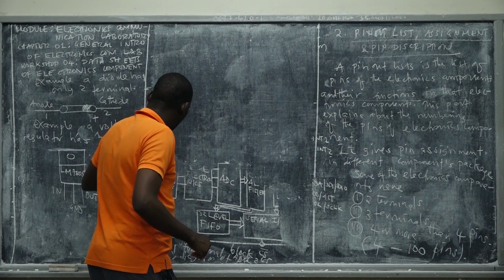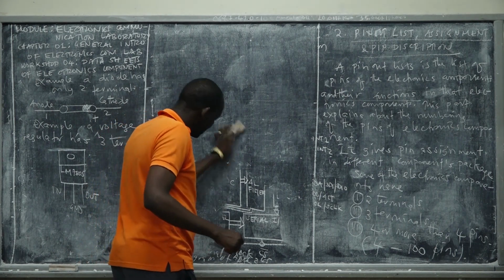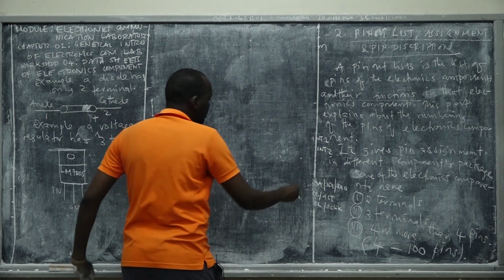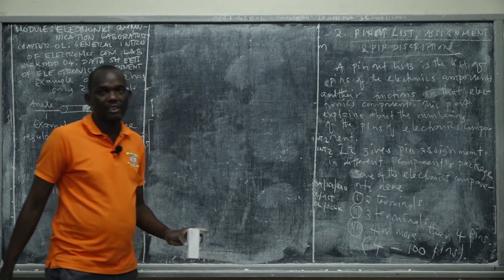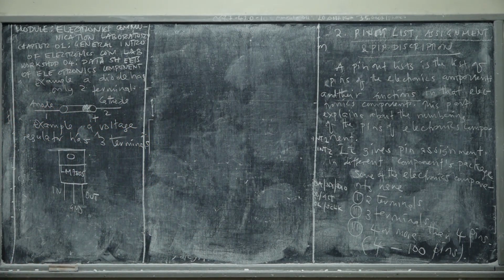So we have a number of electronics components which have 2 terminals. A resistor has 2 terminals. A capacitor has 2 terminals, whether it's a variable capacitor or a fixed capacitor. Whether it's a variable resistor or fixed resistor, it has 2 terminals.